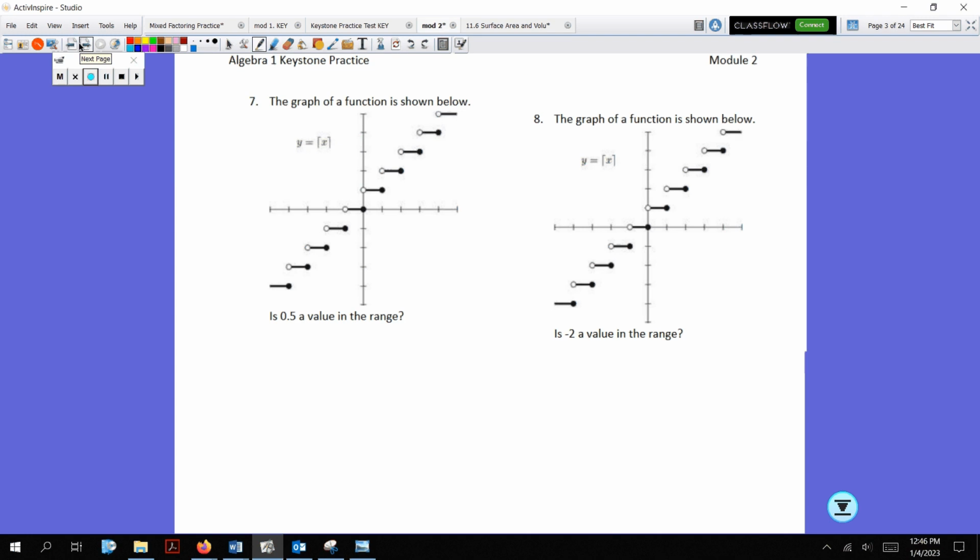All right, 7 and 8 are very similar, but what you're looking for is if I draw a vertical line, how many times am I only going to intersect that closed dot once? And the answer is yes. All right, when we look at number 8.